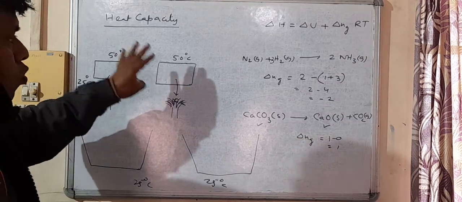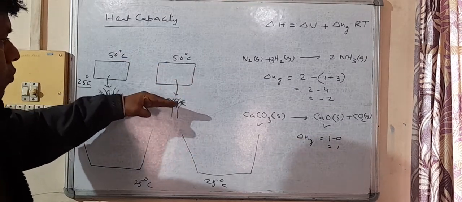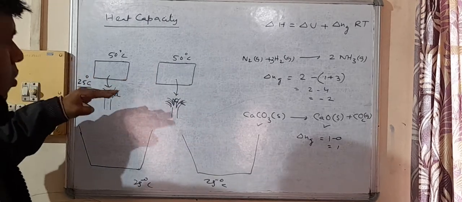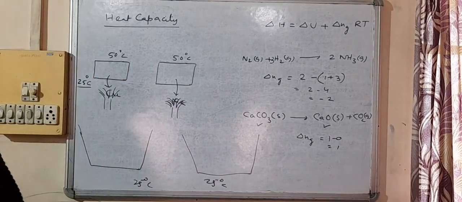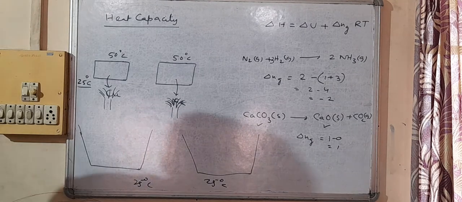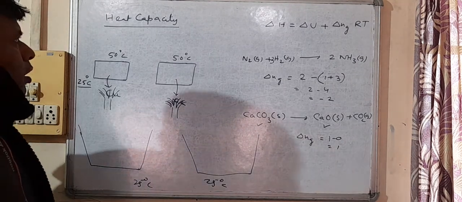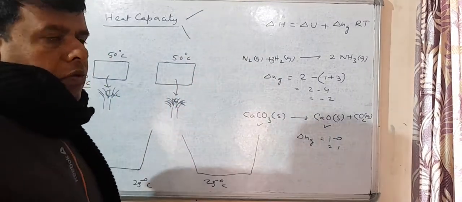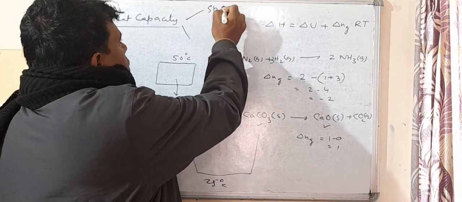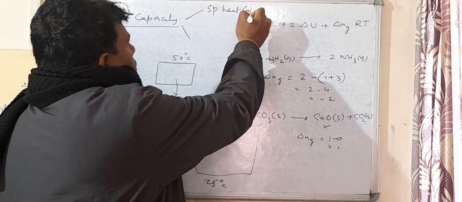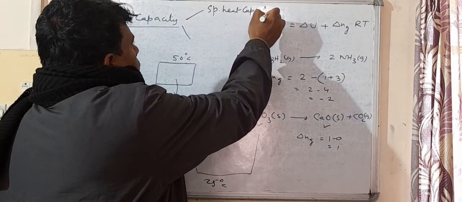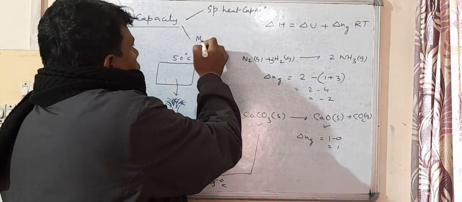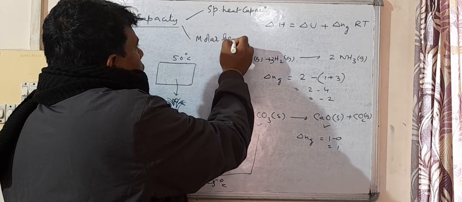One which has more heat capacity will gain more heat. One which has less heat capacity will gain less heat. So this is the idea of heat capacity. Now, there are two common types of heat capacity. One is your specific heat capacity, and in chemistry more important is molar heat capacity.